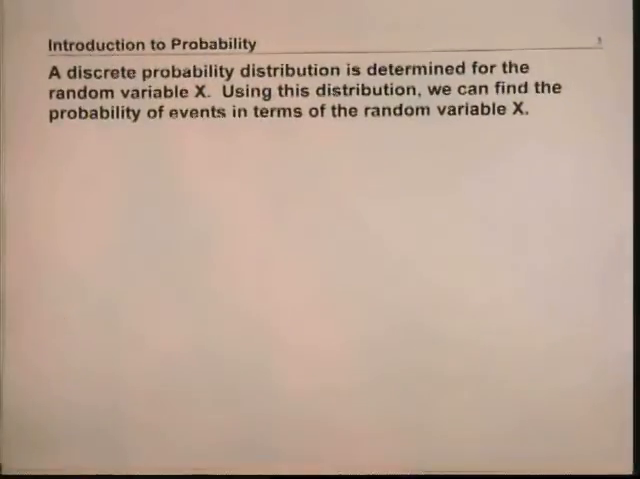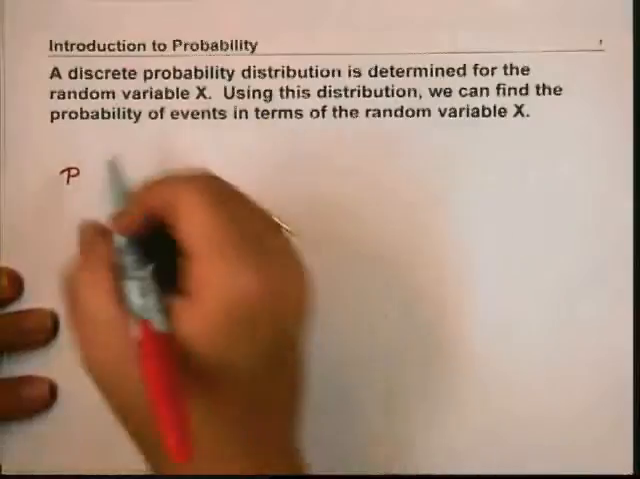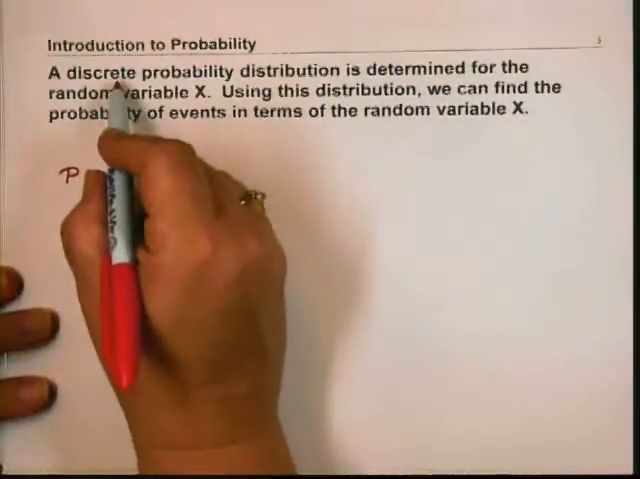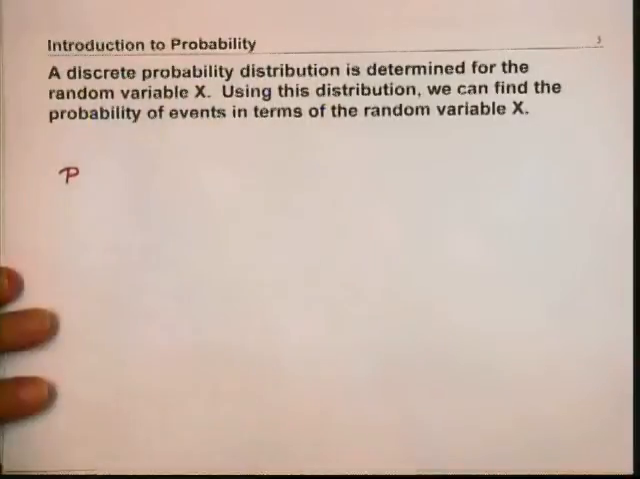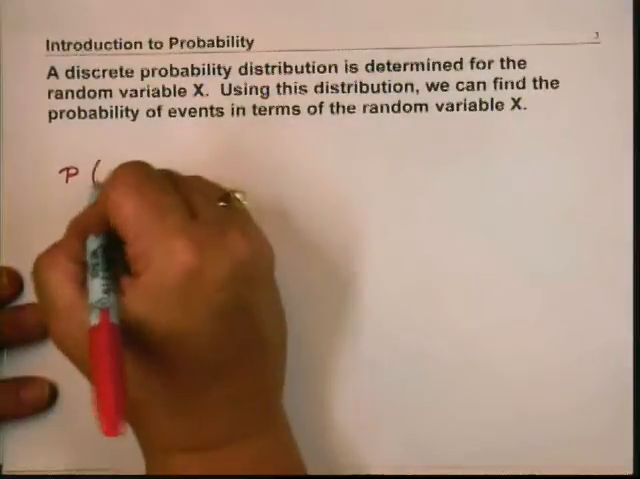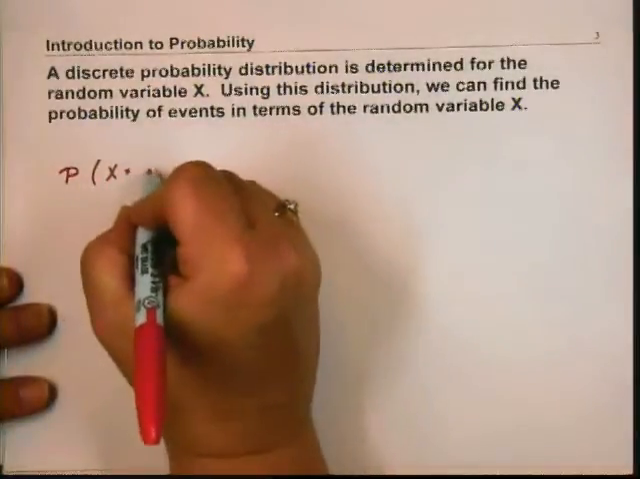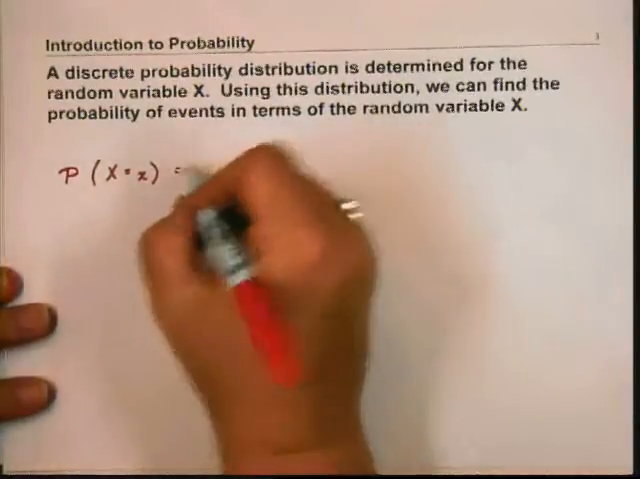A discrete probability distribution is determined for a random variable x, and using this distribution we can find probability of events in terms of this random variable. So let's think about the random variable x, and it's discrete here. Discrete meant what? No finer subdivision. So we're looking at x equals a particular value exactly, and not x equal to some interval. So the probability that capital X equals lowercase x.